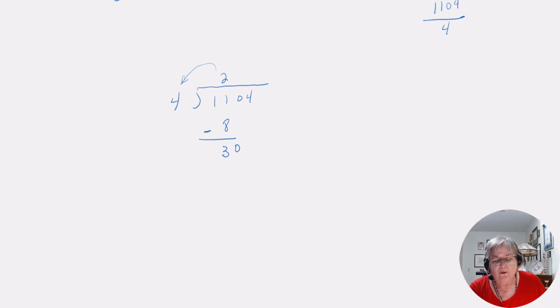So then you bring down the next column. What can you multiply 4 by to get 30 without going over? Well, 4 times 7 is 28. That's under. 4 times 8 is 32. That's too big, so we're going to use 7. You multiply back. 7 times 4 is 28. Subtract. You always subtract. So to take 8 away from 0, I borrow 1. So 10 minus 8 is 2, and 2 minus 2 is 0. Bring down the next column.